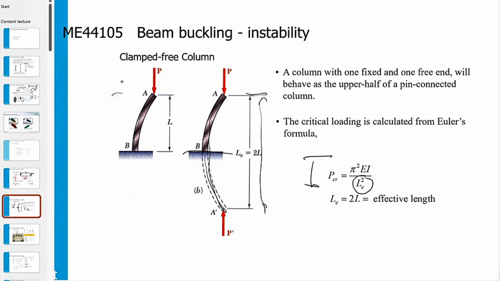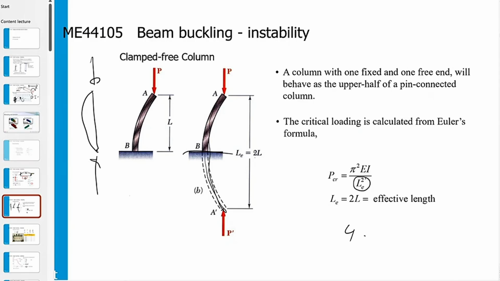In this way, if we modify the formula and take the buckling length as it seems to be, you will see that the buckling load is 4 times lower, because the length is 2 times the beam length instead of the standard one like this.